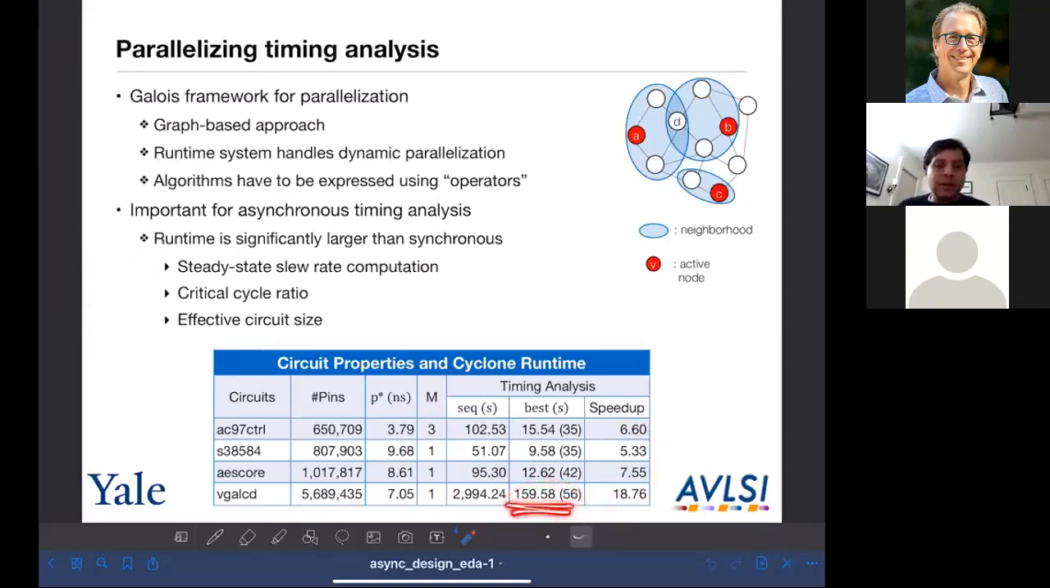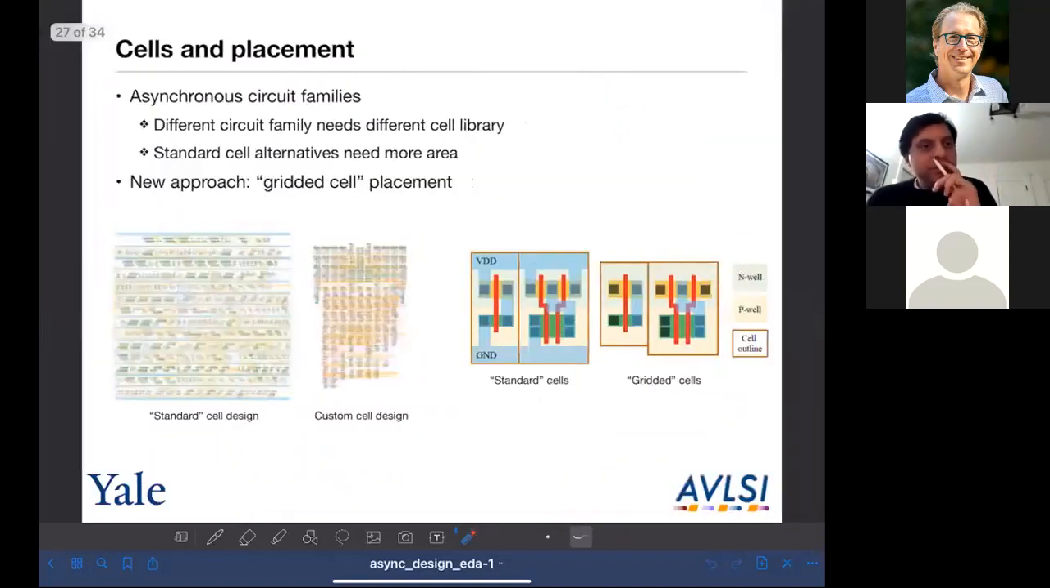By the way, the previous timing analysis result for a circuit of this size that was published in DAC about 3 years ago was 15 hours. Okay, and we can do the same circuit in about 2.5 minutes. So there was a lot of optimization we had to do.